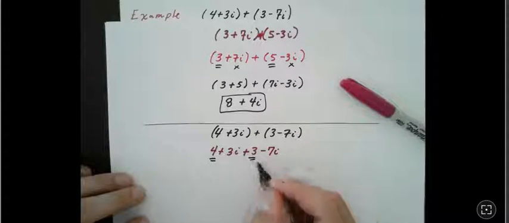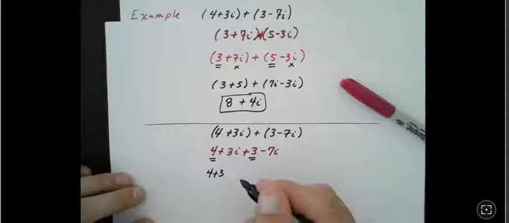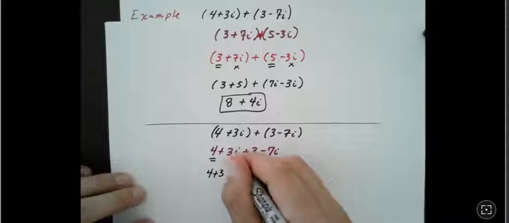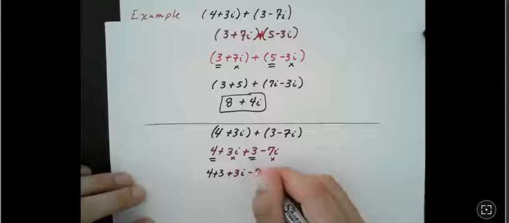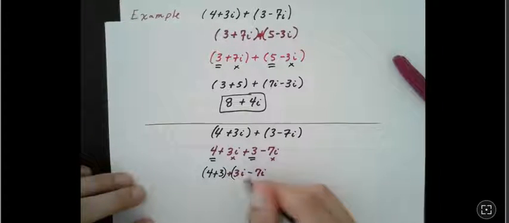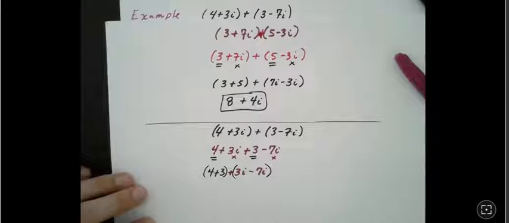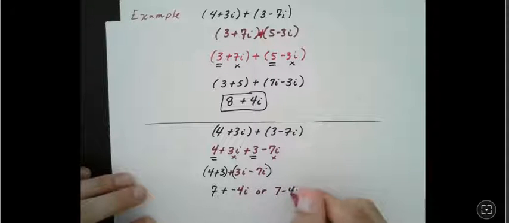So there's my 4 and the 3. There's my real parts. So I can do 4 plus 3. And then here are my imaginary parts. Plus 3i minus 7i. Again, you could go ahead and put parentheses around them. That's not going to change anything for grouping. And so then 4 plus 3 is 7, plus 3i minus 7i is minus 4i, or you could simply say 7 minus 4i. Either answer is going to be okay.